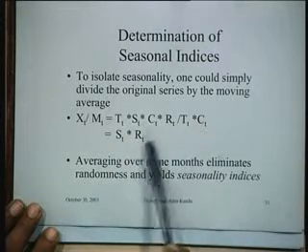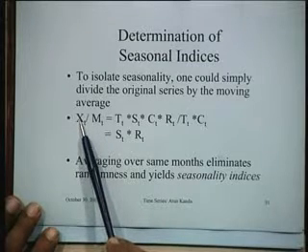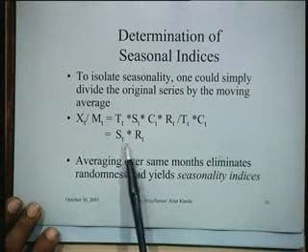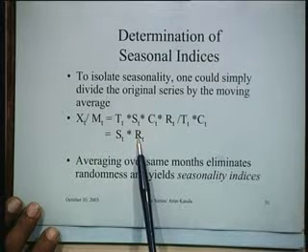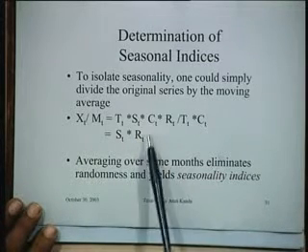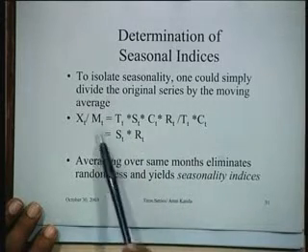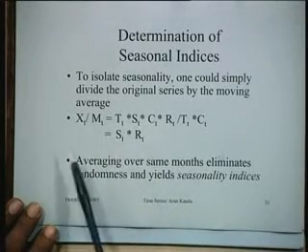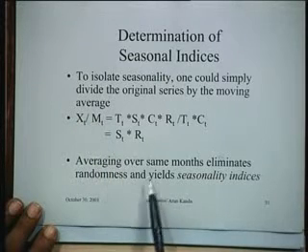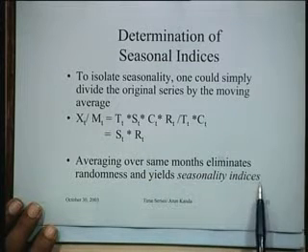And basically what you find here is that by dividing this original value by the moving average, you get the seasonality multiplied with the random factor. That's what it is. So averaging over same months eliminates randomness to some extent. So this way we get the seasonality factor only. That means dividing the series by the moving average, we in fact get the seasonality factors, and these are generally known as seasonality indices.